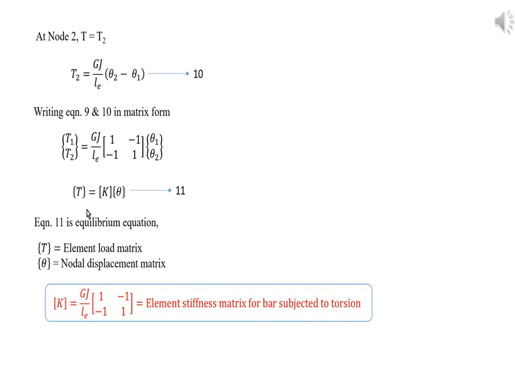It is a similar equation to the one obtained for a bar subjected to axial force, that is EA by LE times [1 minus1; minus1 1]. So in place of EA you have GJ here. K equal to GJ by LE times [1 minus1; minus1 1] is the element stiffness matrix for a bar subjected to torsion.